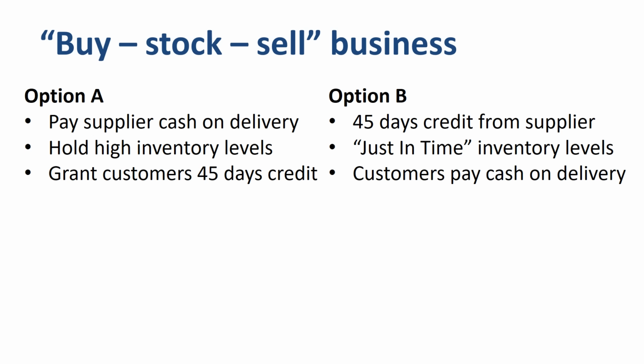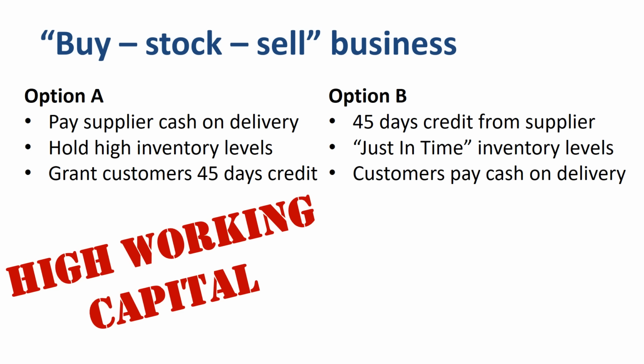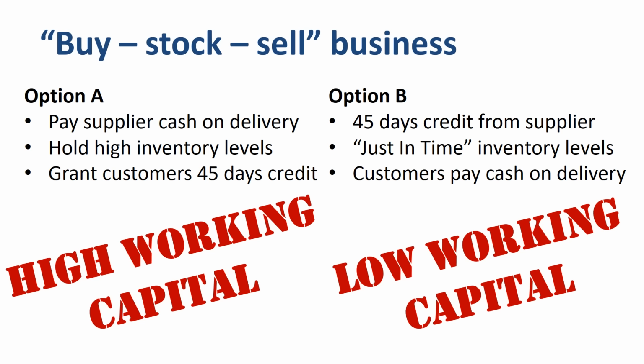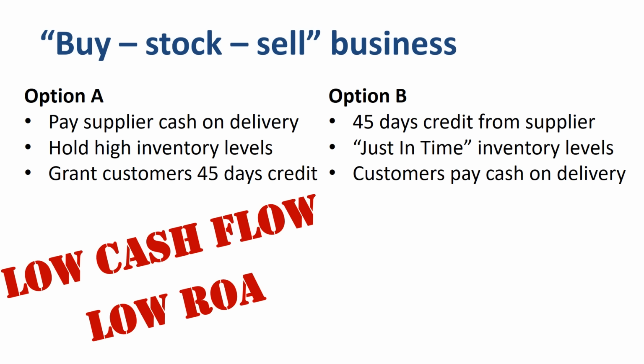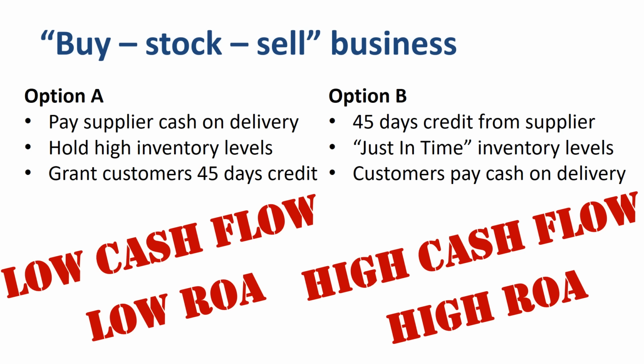With option A, there is a high working capital that somehow needs to be financed by debt or equity. With option B, there is a low working capital, reducing the need for financing. With option A, cash flow and return on assets will be lower. With option B, cash flow and return on assets will be higher.